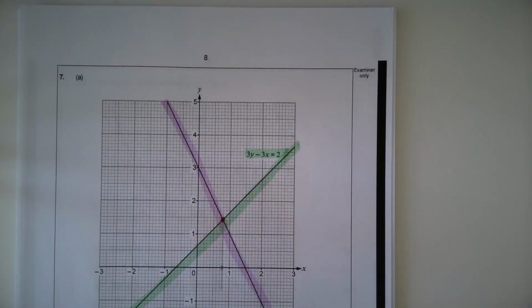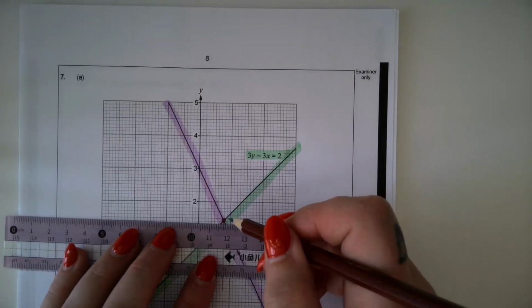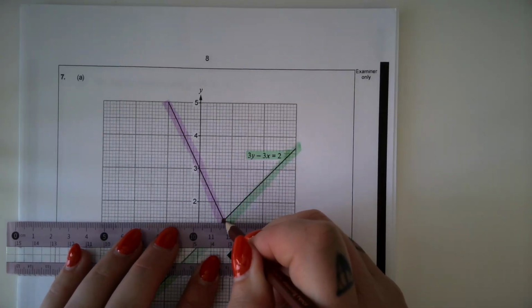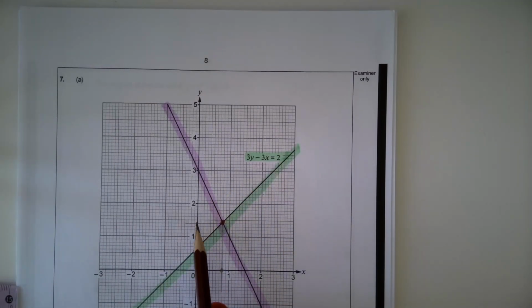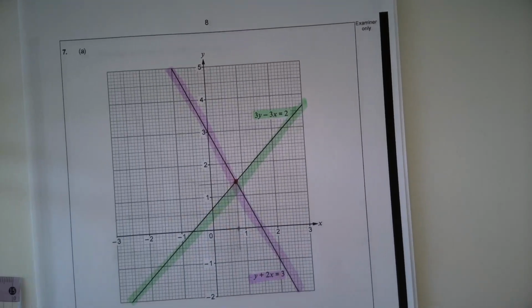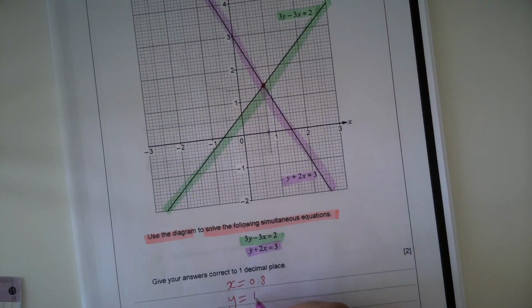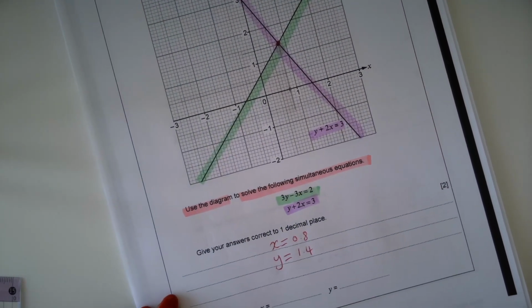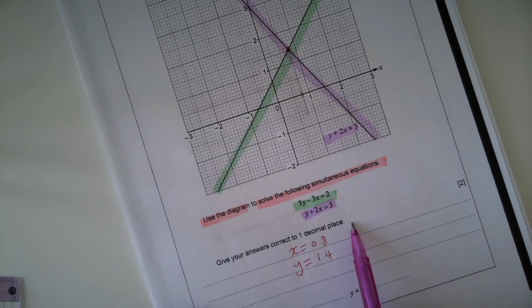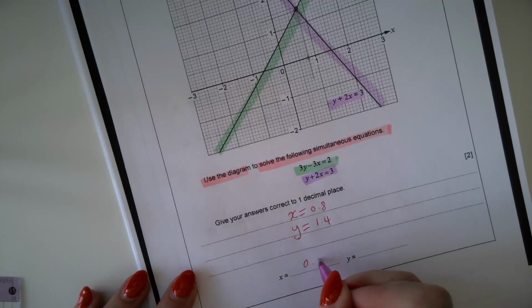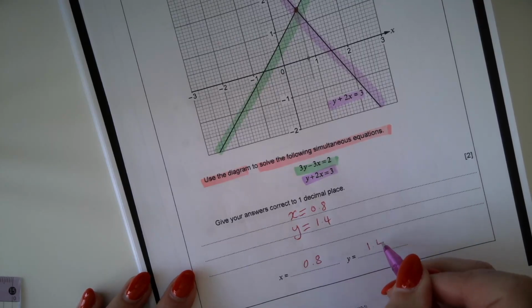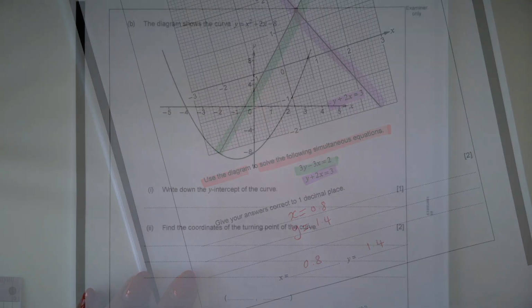And then I'm going to do the same. From that point of intersection, I'm going to read across to the y-axis. Again, the scale from 1 to 2, there's 10 small boxes, so it's in 0.1s. So that's 1.1, 1.2, 1.3, 1.4. So I'm going to do 1.4. I didn't write them straight on my answer line because I wanted to check that I was getting them to one decimal place. They are to one decimal place, so we're going to say that x is 0.8 and y is approximately 1.4.